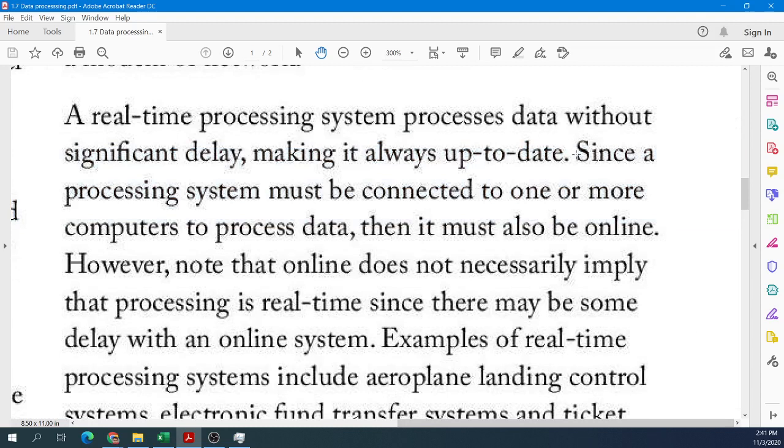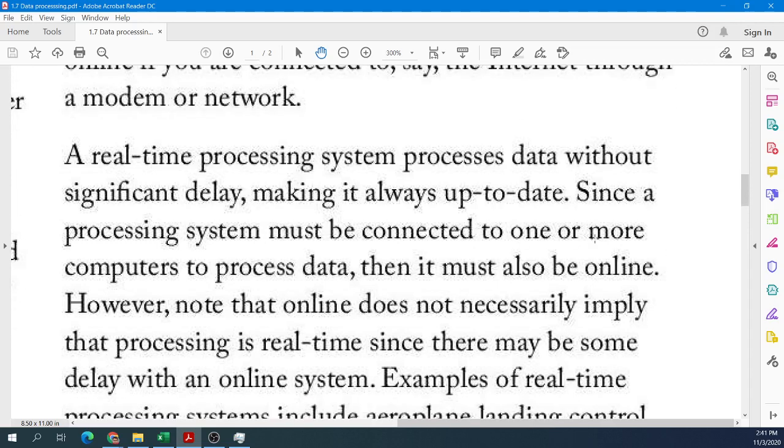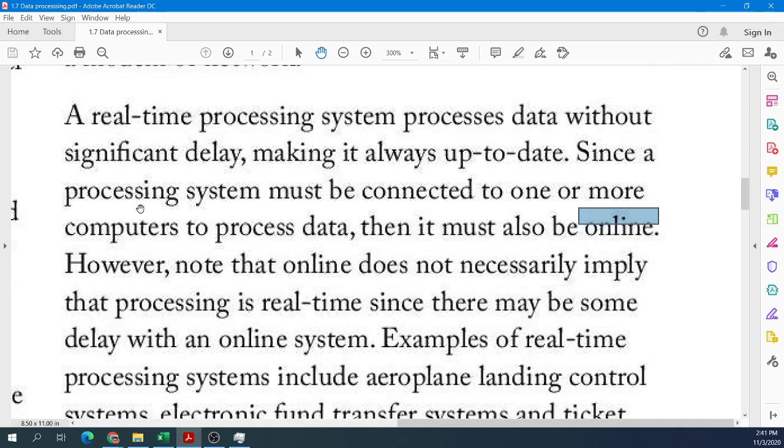Now, this paragraph is important to note. Since a processing system must be connected to one or more computers to process data, then it must be online. So remember I told you those two are grouped together. In order for it to process in real time, it also has to be online, basically connected and powered on in order to process that data in real time.